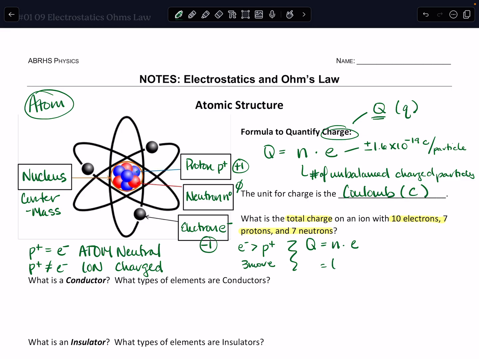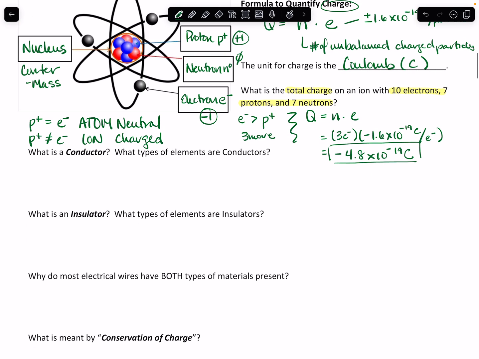All right, so Q is going to be 3 electrons times -1.6 times 10 to the -19th coulombs per electron. And so what we find is, instead of a -3 ion, we actually have an ion that has an actual charge of 4.8 times 10 to the -19th coulombs, and that would be negative because we have excess electrons. So you can see that's a lot different than -3.